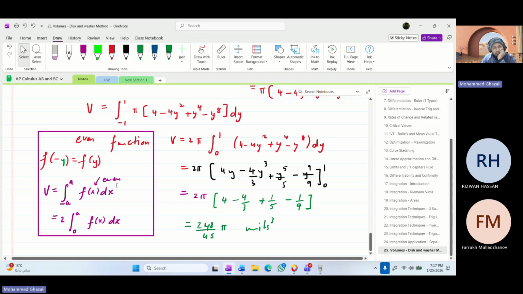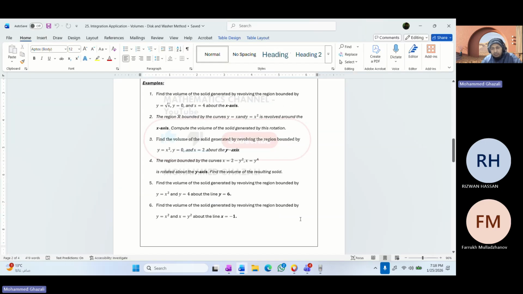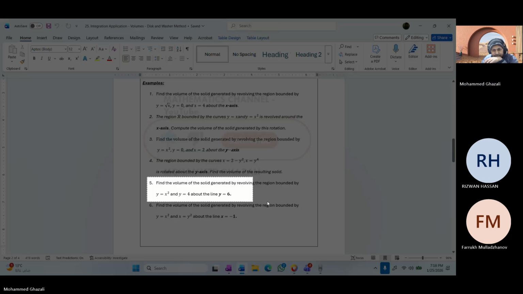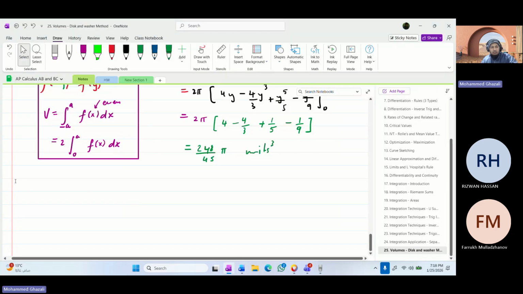Nice question. This was a good one, it took the full page rather. Right, excellent. Let's look at another question. Now we look at something better. Now rotating about general lines, not x and y axis. We are rotating about a line, not about x and y axis now. A little bit more challenging.